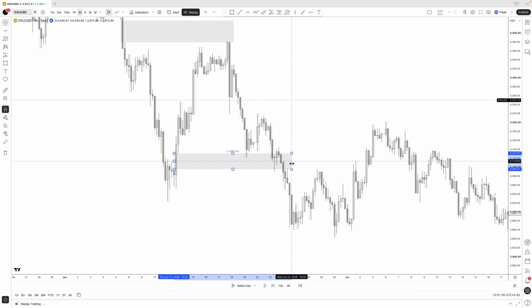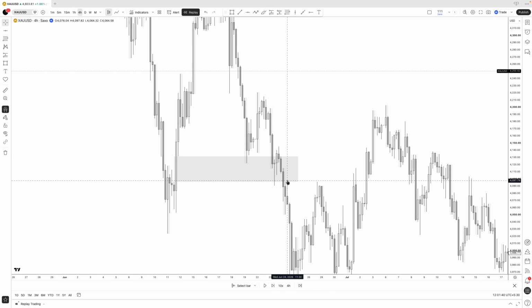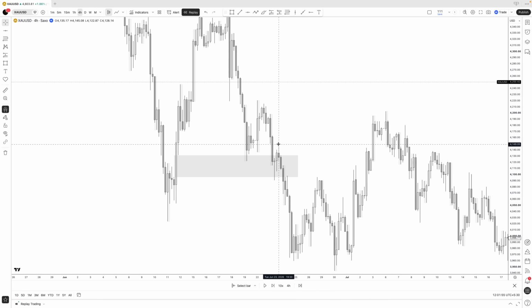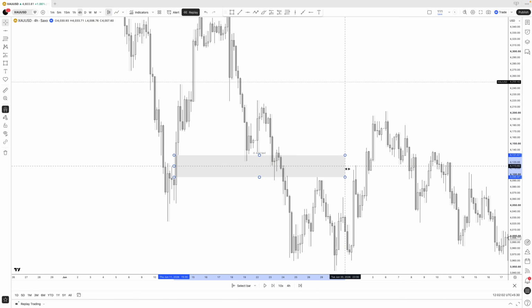And when price breaks through that support, it can later be used as a resistance, or else when price trades through this fair value gap, then it can act as a resistance. This is what we call an inverted fair value gap.